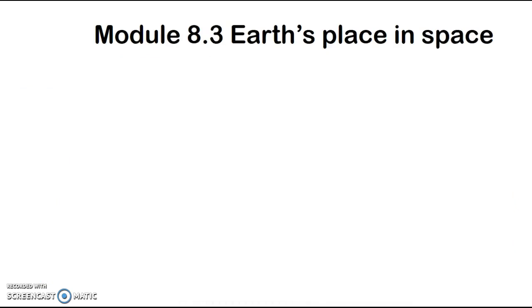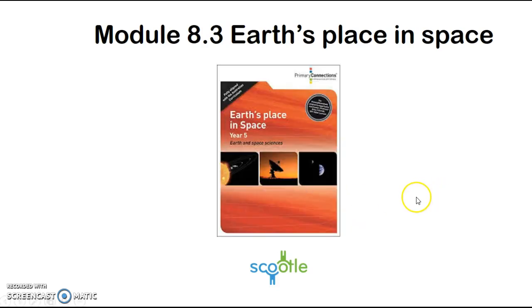Module 8.3 was called Earth's Place in Space, and this is where you accessed Scootle to download the Primary Connections resource based around this Year 5 content. Hopefully you've had a chance to have a look at all these Primary Connections resources. They really are brilliant. Apart from the fact that they cover the science content, they're also cross-curricular, so you get some great literacy activities as well.